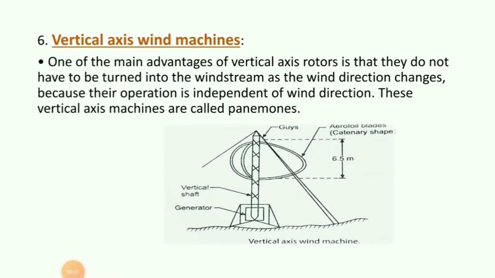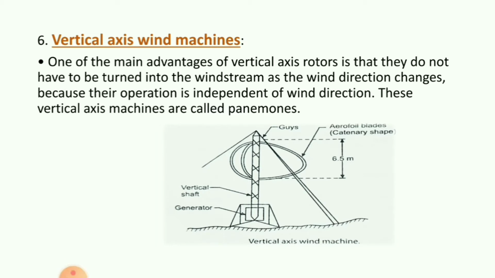Today at first we will discuss vertical axis wind machines. One of the main advantages of a vertical axis rotor is that it does not have to be turned into the windstream as the wind direction changes, because its operation is independent of wind direction. These vertical axis machines are called panemones. A vertical axis type wind machine is shown in the figure below.